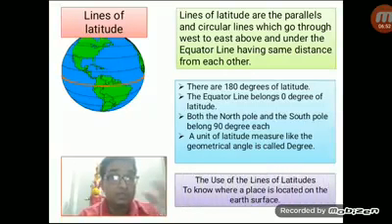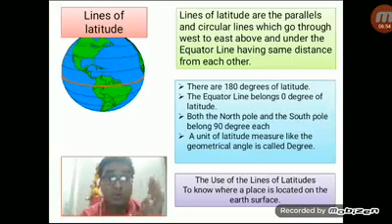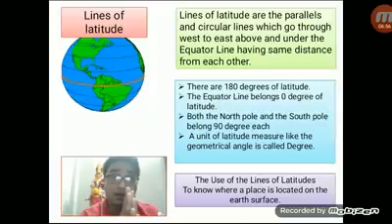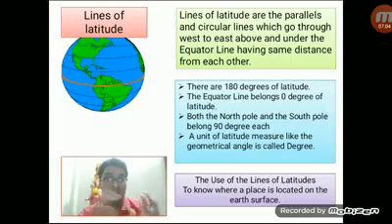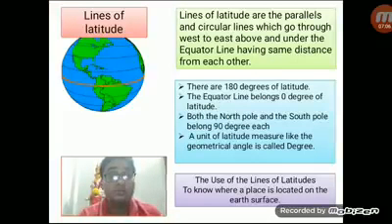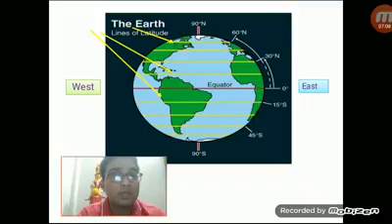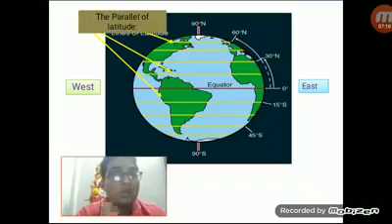So dear students, now I am going to show you the use of the lines of latitude, to know where a place is located on the Earth's surface. Okay, so I have already discussed this. Now I am going to discuss the parallel of latitude.